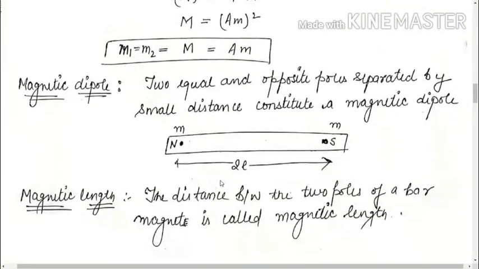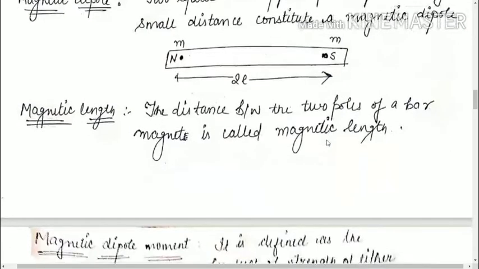Next is magnetic dipole. Two equal and opposite poles separated by a small distance constitute a magnetic dipole. That means if I separate two equal and opposite poles by some distance, they will form a magnetic dipole. Next is magnetic length. The distance between the two poles of a bar magnet is called the magnetic length. That is simply the distance between this pole and this pole, termed the magnetic length. And here the magnetic length is 2L as shown in the diagram.